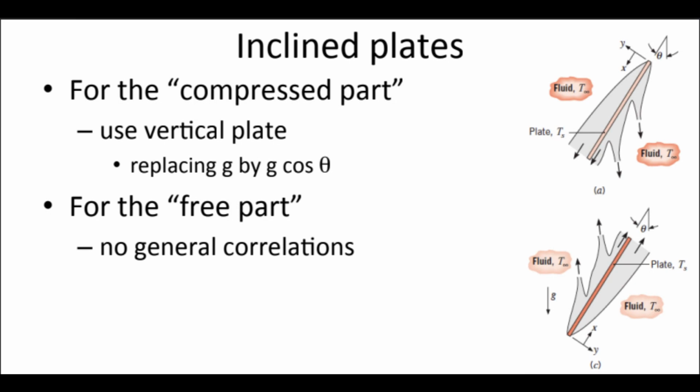The other part, in which we have turbulence, there are no universal correlations for that, at least that's what the book says. But if you were to have, say in the exam or in life, an inclined plate, this part in which the flow is compressed, you know how to do it because it's exactly all we have been doing so far. Just change the value of gravity. And the other part you say, I don't know, and you don't know. So we're even.